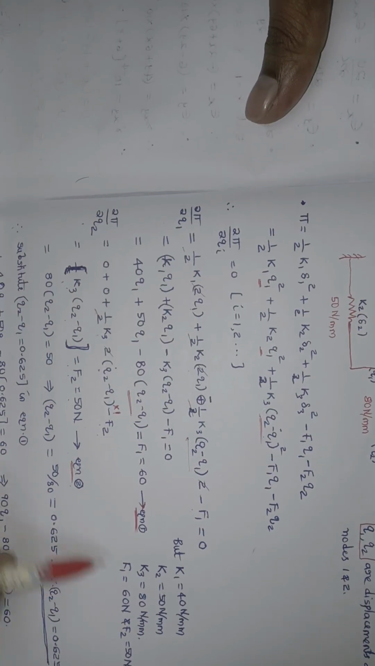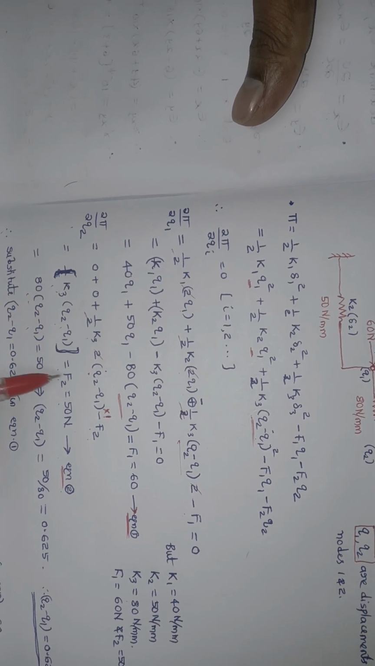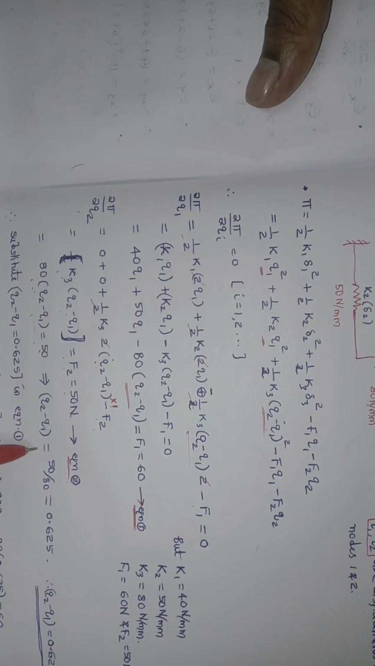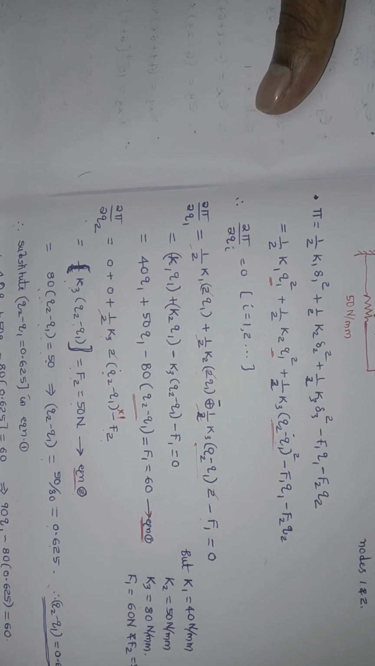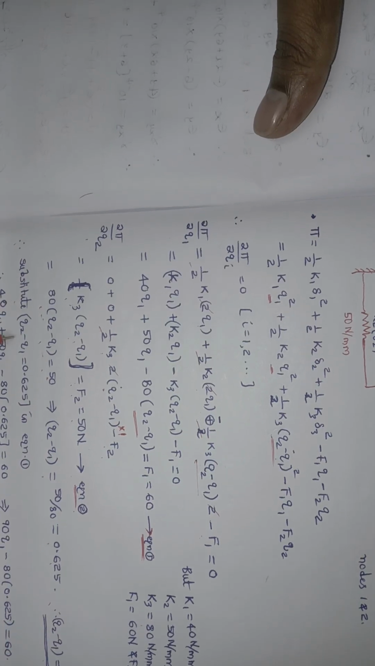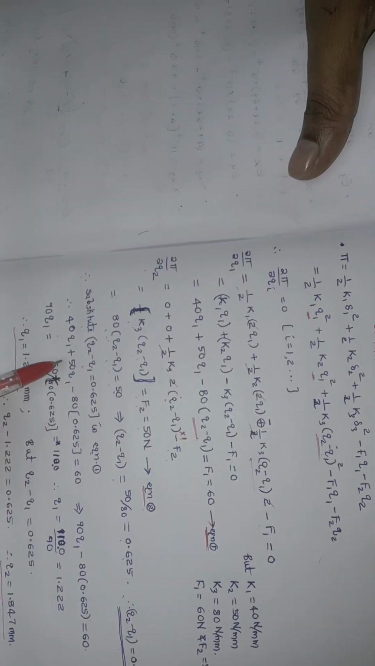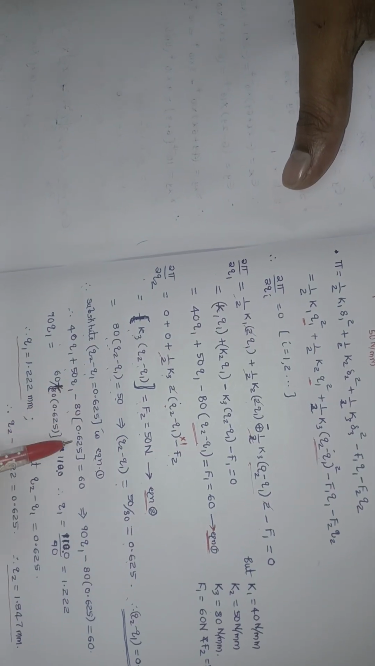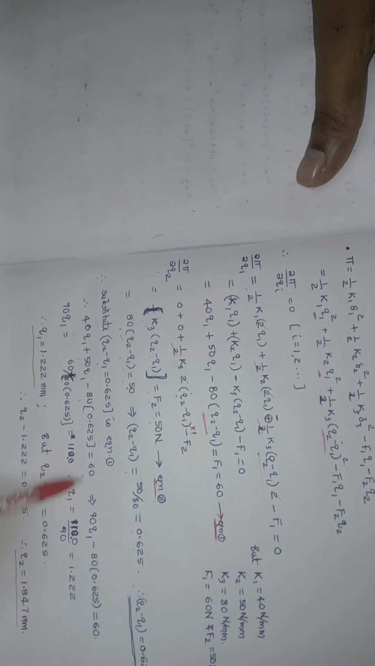Here in place of K3, you take 80 Newton per mm. So 80 into Q2 minus Q1 is equal to 50. So Q2 minus Q1 is 50 by 80, you will get 0.625. This is the simplified value, right? Now I want to substitute this value in equation number 1. In place of Q2 minus Q1, I substitute the value 0.625. Then you get 40 Q1 plus 50 Q1 minus 80 into 0.625 is equal to F1, which is 60.